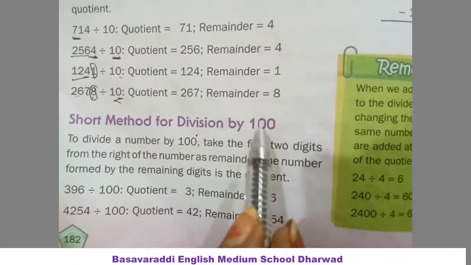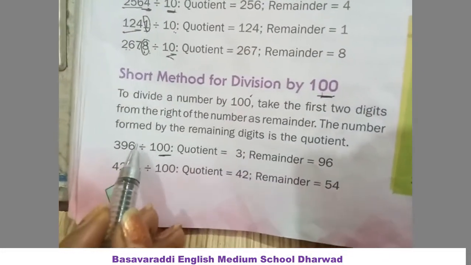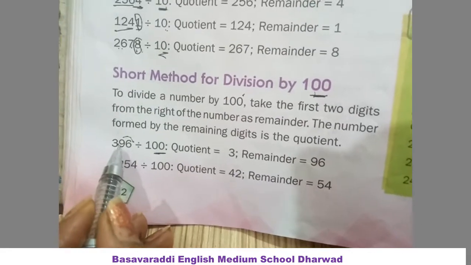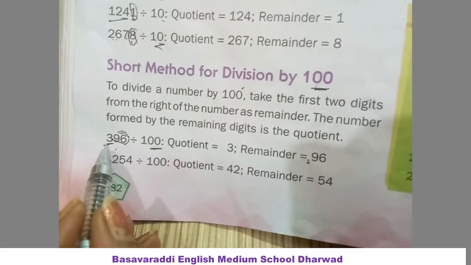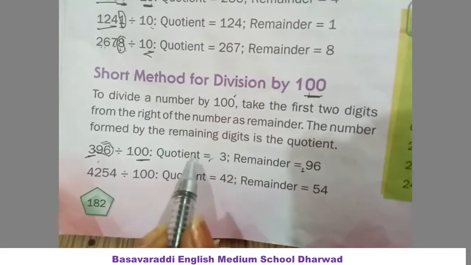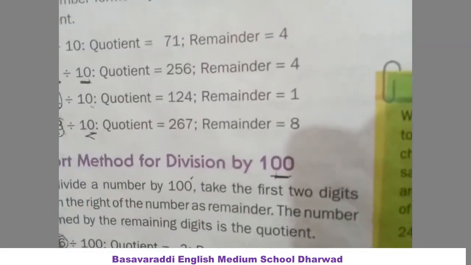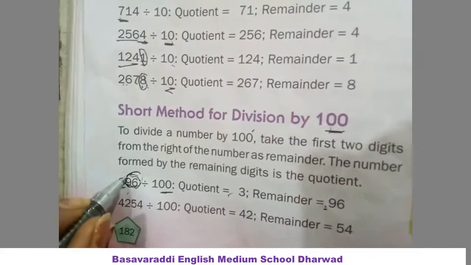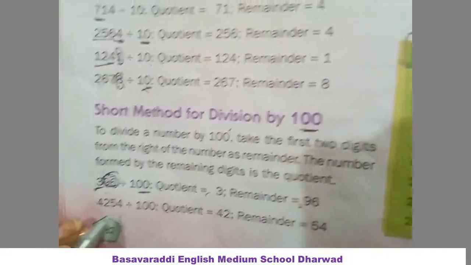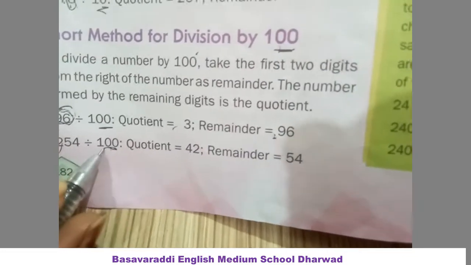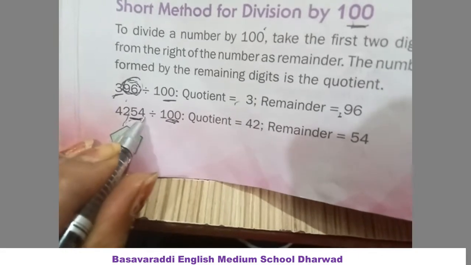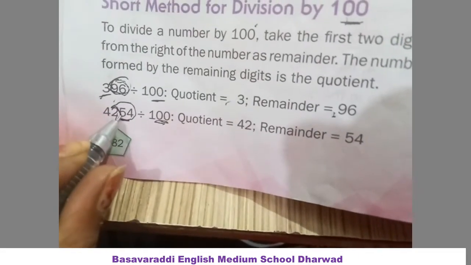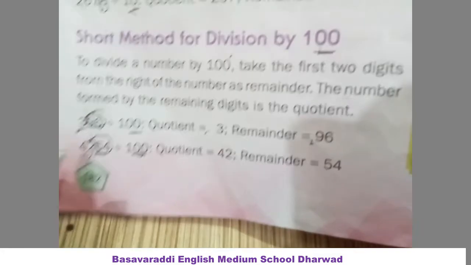Division by 100. Here, 2 digits means we have to take the 1's place and 10's place. This 96 is the remainder, and the remaining part, 3, is the quotient. Same like 4000: here there are 2 zeros. The 2 zeros mean the 1's and 10's place. So this is the remainder, and 42 is the quotient.